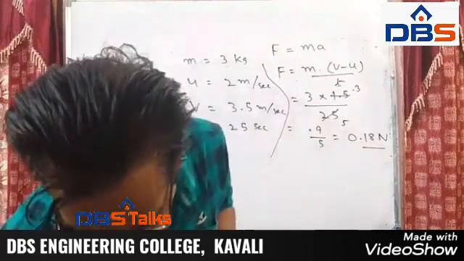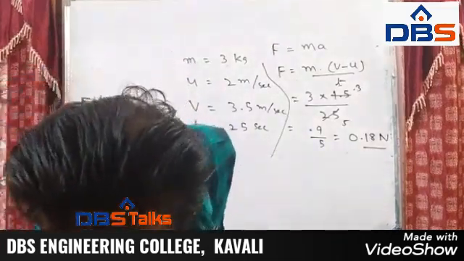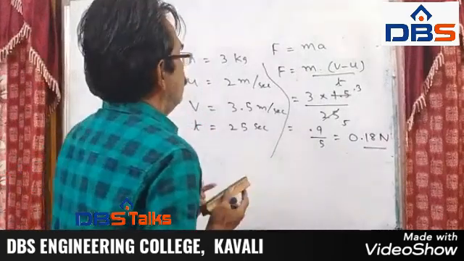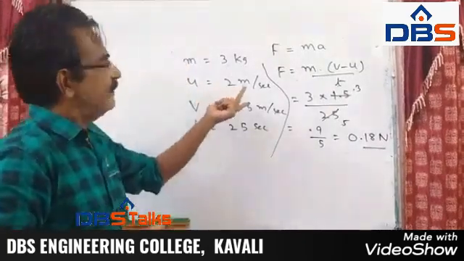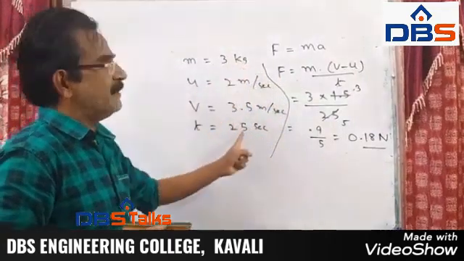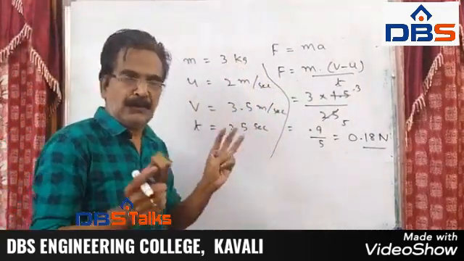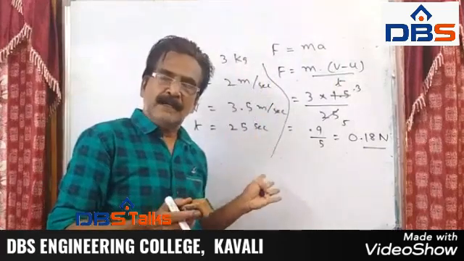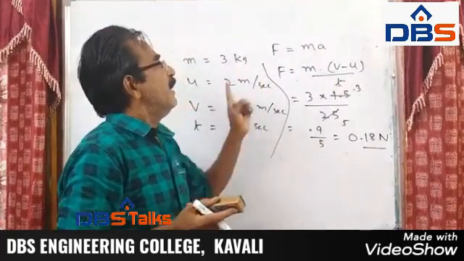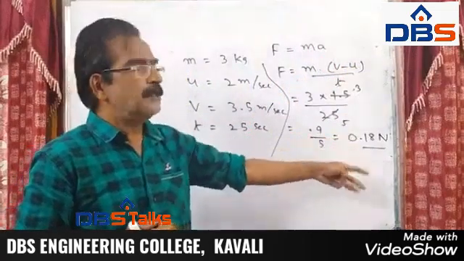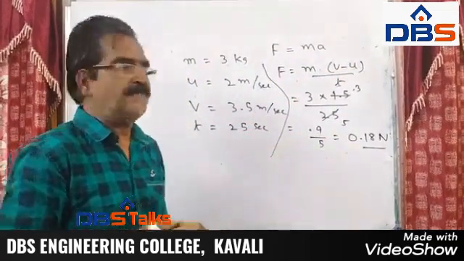Right, friends? Next problem we'll see, friends. I need not repeat the explanation because everything is given. The only thing is we have to carefully note down the values given and simply substitute in the formula. Okay, friends? 0.1518 newtons, friends.